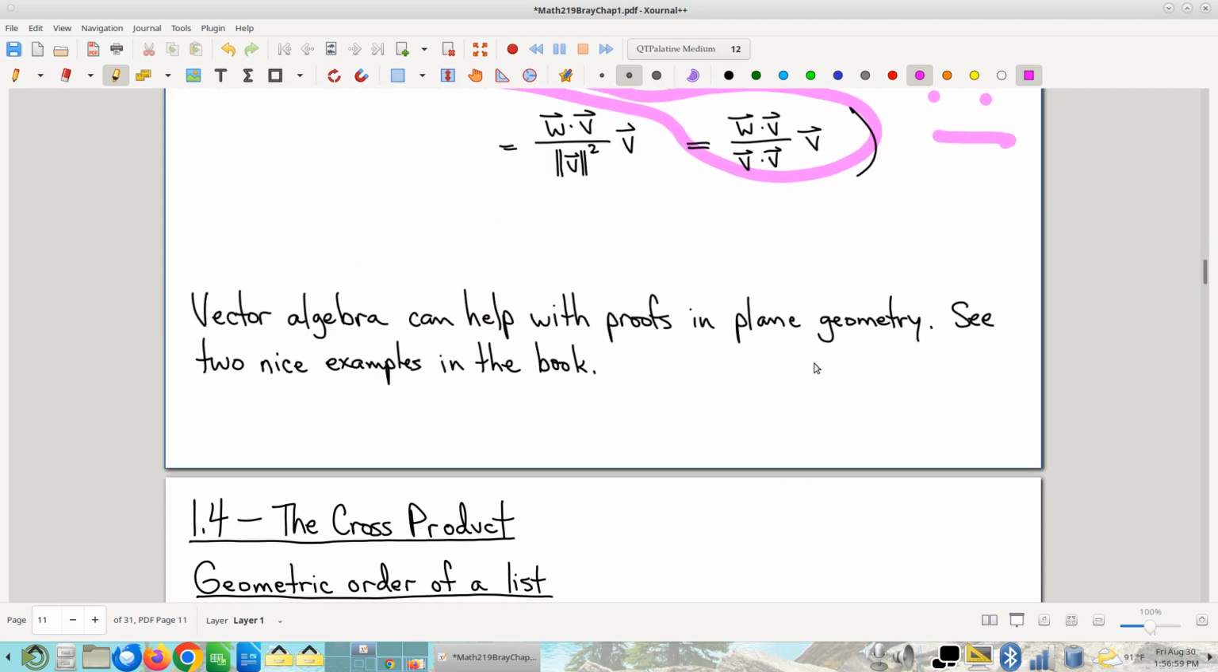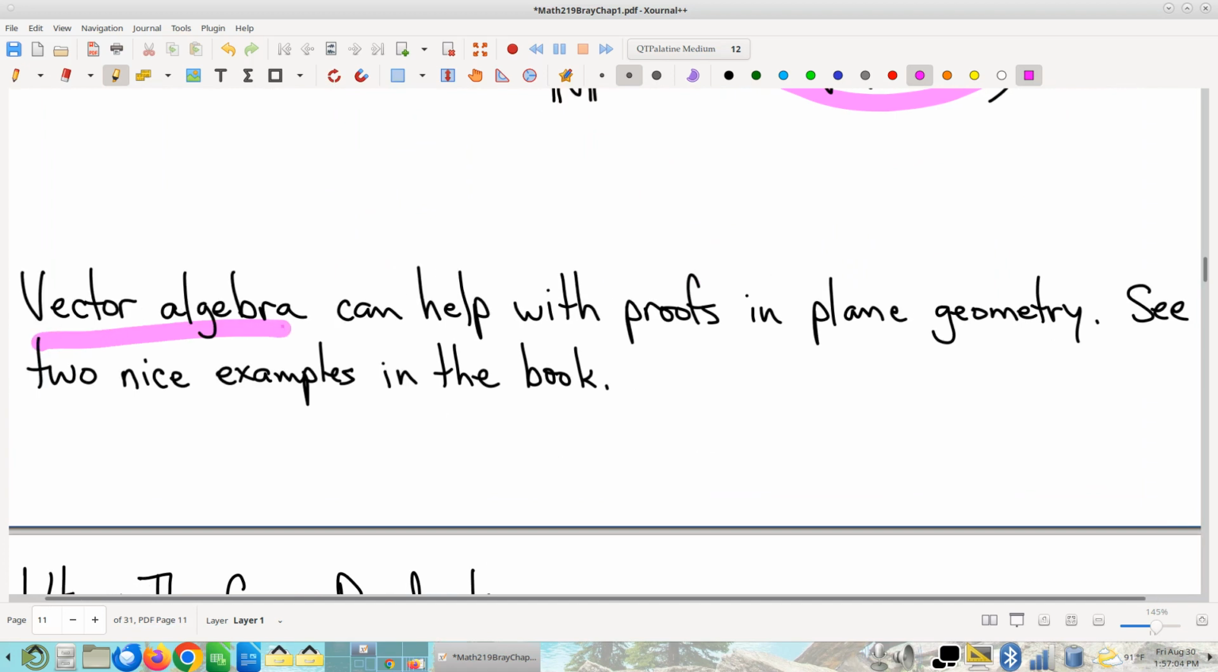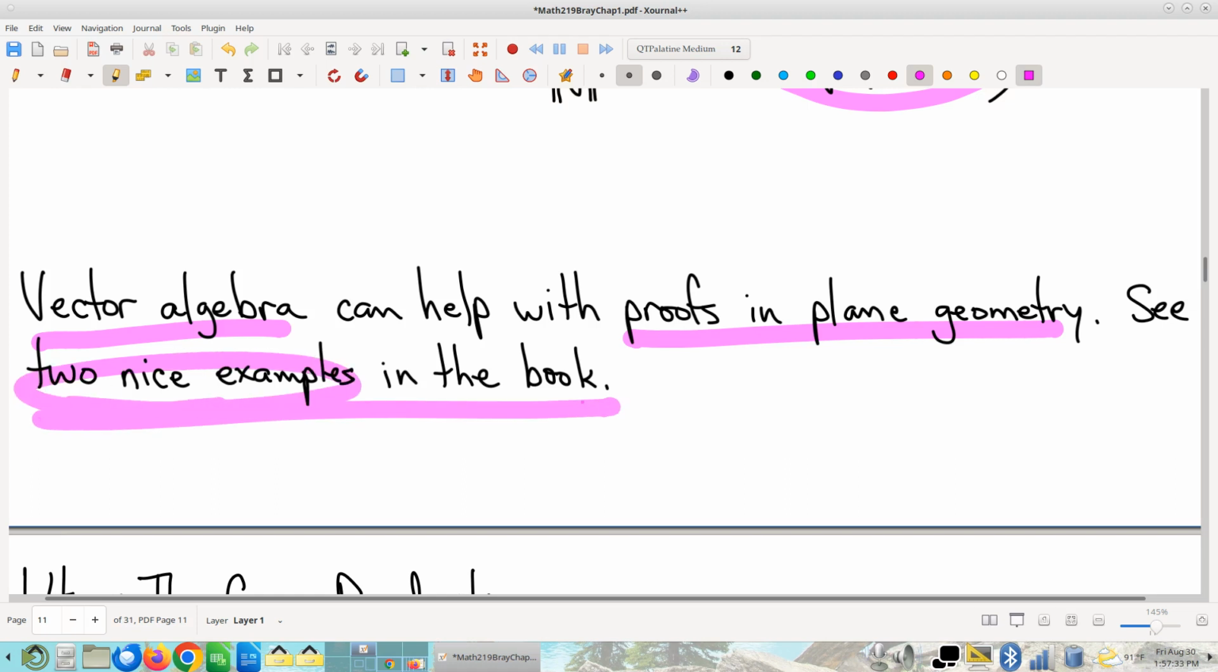Okay, last comment on 1.3. The book has some nice examples of how you can use vector algebra to do certain proofs in plane geometry. This is pretty straight read. It's not really multivariable calculus, it's linear algebra. You might not have seen these kinds of proofs in your linear algebra class, but it only really uses what I'm going to call easy linear algebra. So do please take a read through the two nice examples that they have in the book.